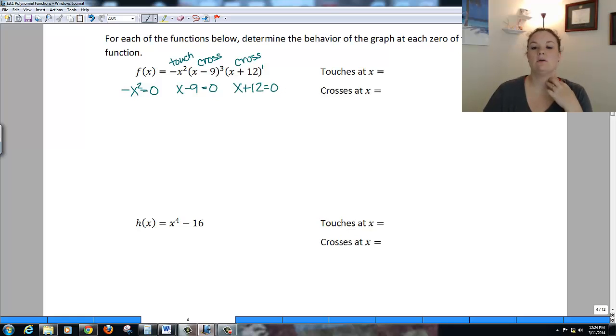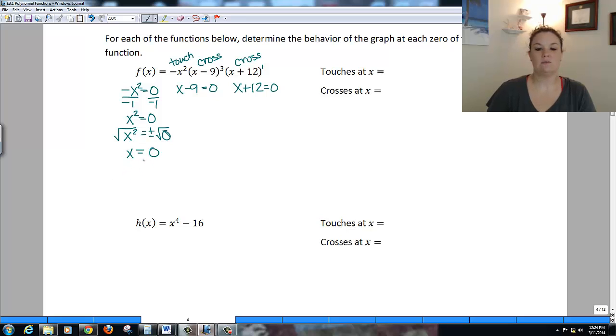Notice on this one, even though it's cubed, I didn't write x minus 9 cubed, because the first thing I would do is take the cube root, and when I take the cube root of 0, I still end up with 0. So when you're solving these factors, you really don't have to worry about the power on it when you're just trying to find the zeros. Okay? So on this first one, negative x squared, I could divide off the negative 1, which gives me x squared equals 0, and then take the square root of both sides. And when I do plus or minus 0, I just get 0.